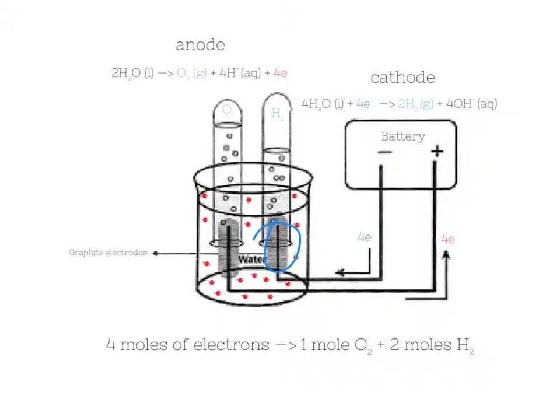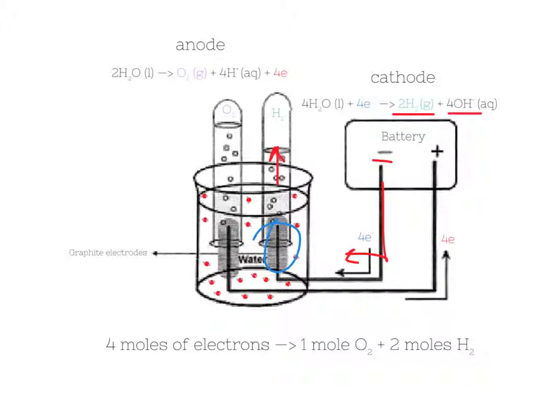So at the cathode, electrons are added to the water molecules from the negative terminal. So we have our 4 electrons going in. This produces 2 molecules of hydrogen as well as 4 hydroxide ions. The hydrogen, you can see the bubbles, it starts to accumulate at the top of the graduated cylinder.